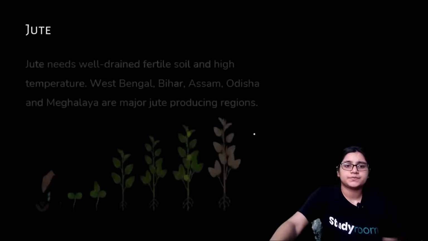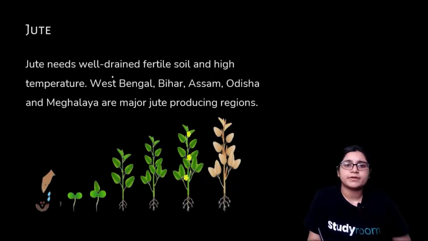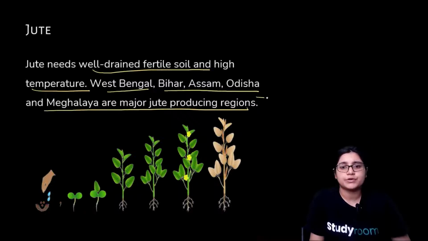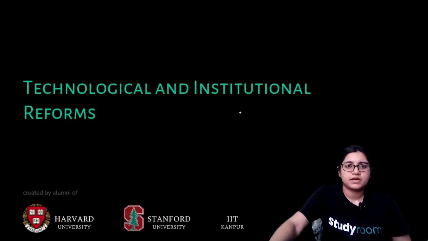Then there is jute. Jute is also called golden fiber. It needs well-drained fertile soil with high temperature. West Bengal, Bihar, Assam, Odisha and Meghalaya are major jute producing regions.